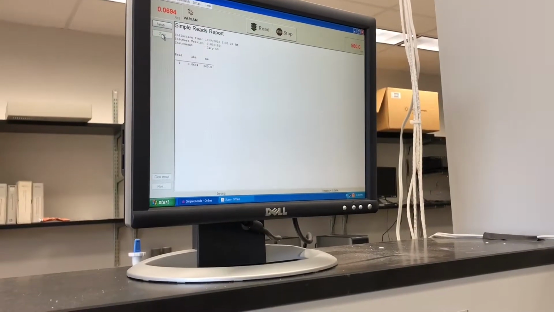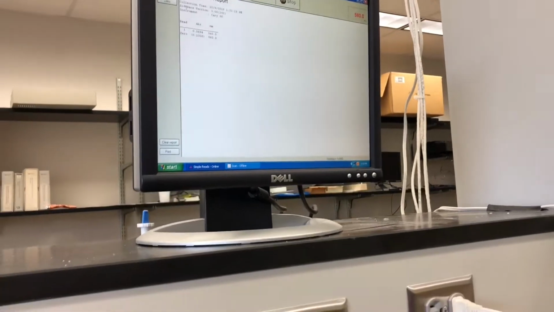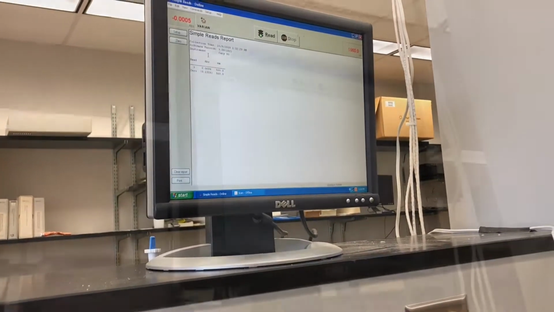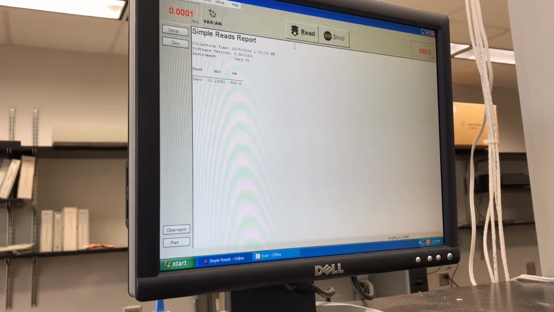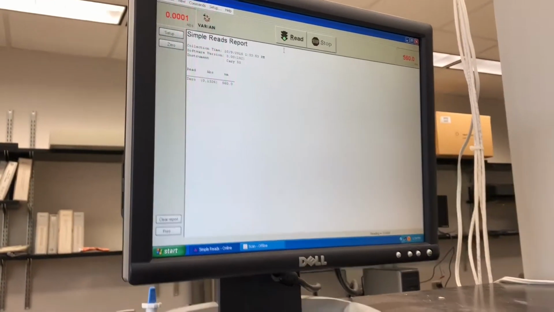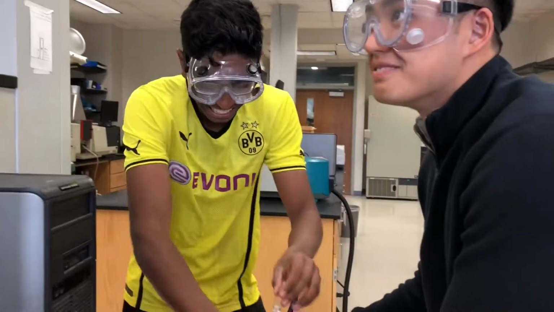L is the length of the solution light passes through, and it is determined by the width of the cuvette. Epsilon is a molar absorptivity, and it is the measure of the probability of an electronic transition. The relationship between absorbance and concentration is linear.